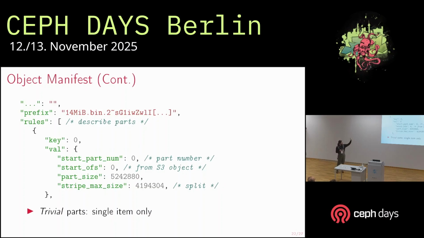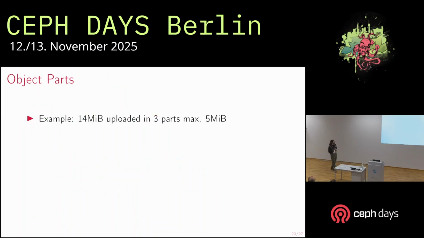And the parts can either be trivial parts, so that's when we don't use multi-part uploads. Then we get just one part with how many stripes we need to get to the object size. But if we're using multi-part upload, then we get exactly one part for a multi-part in the S3 protocol. Maybe this is also a little bit difficult to understand, so back to the example.